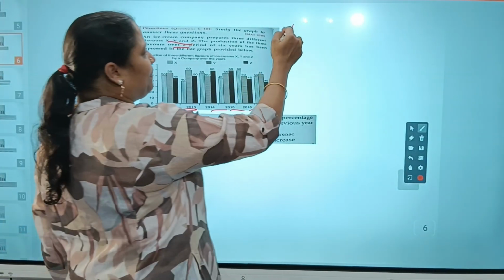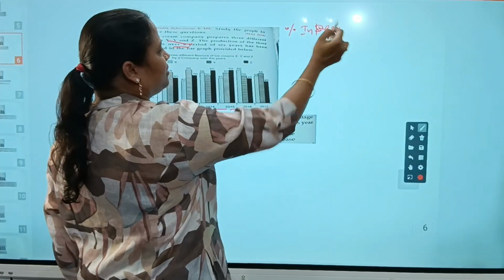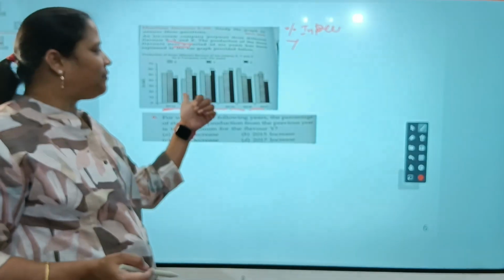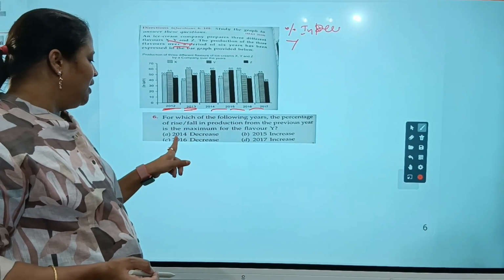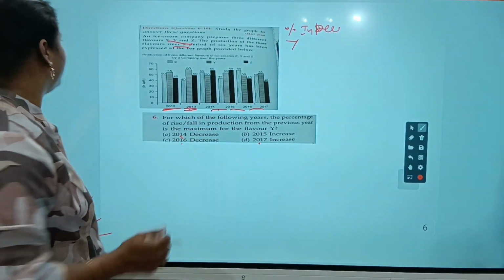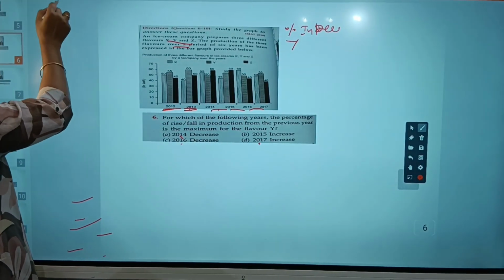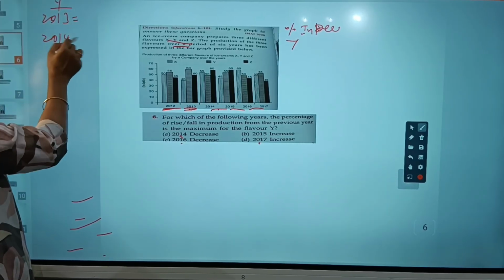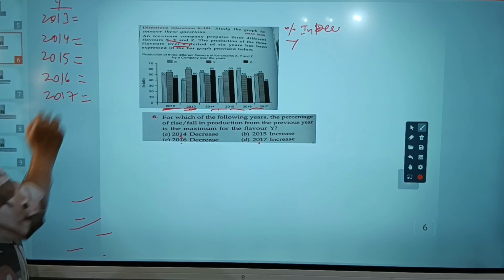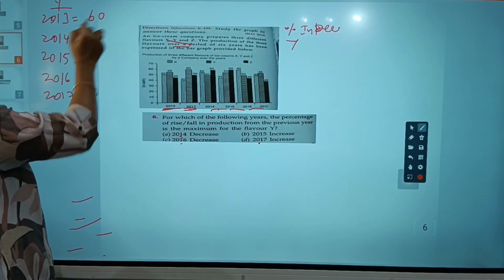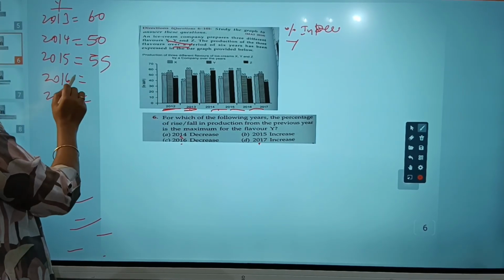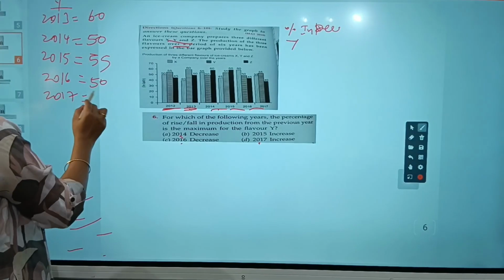So we have to find out the percentage increase or decrease for flavor Y. So first of all, we have to take the values of flavor Y from the graph. But which values do we have to take? 2014, 15, 16, 17 are given. That's why we will take values from 13 onwards. Okay, 2013 Y value, 2014 Y value, 2015, 2016 and 2017. So in 2013, what is the value? 60. 14, 50. 15, 55. 16, again 50. 17, 55.